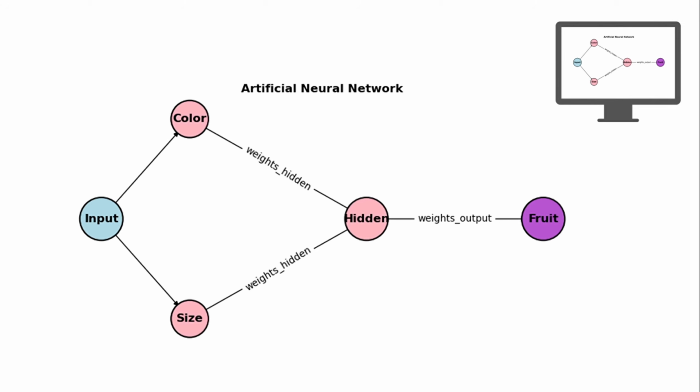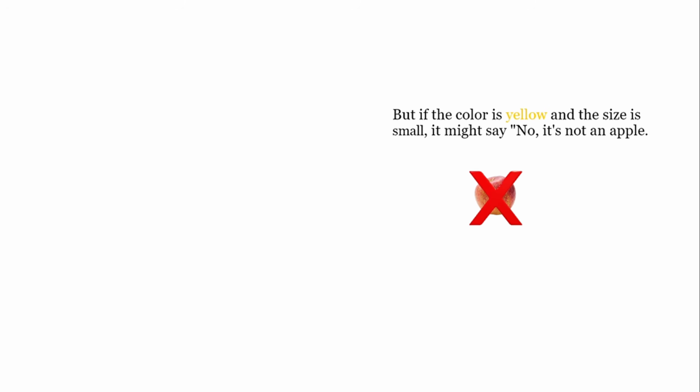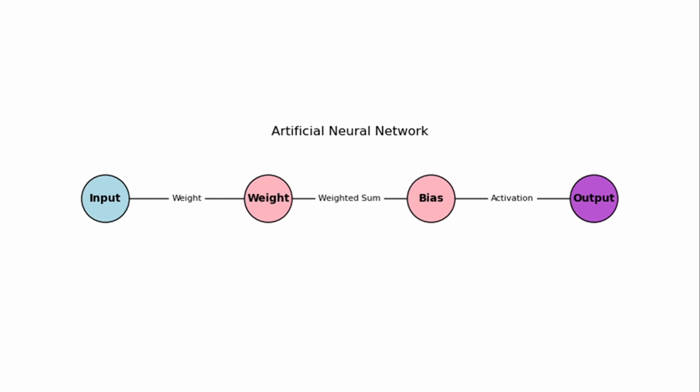This is where the weights and their influence come in. The computer uses these weights to decide if a fruit is an apple or an orange based on its color and size. For example, if the color is red and the size is big, the computer might say yes, it's an apple. But if the color is yellow and the size is small, it might say no, it's not an apple. These weights and their influence help the computer make the final decision and tells us if a fruit is an apple or an orange based on its color and size.